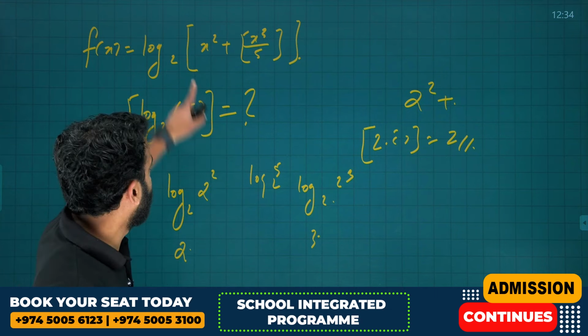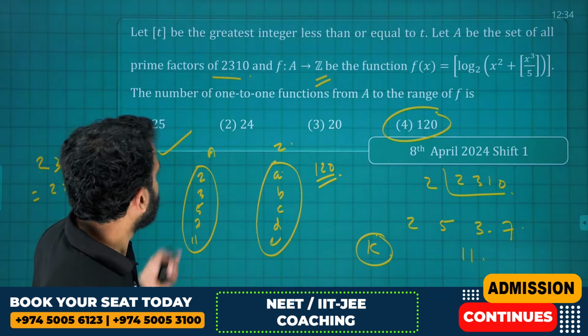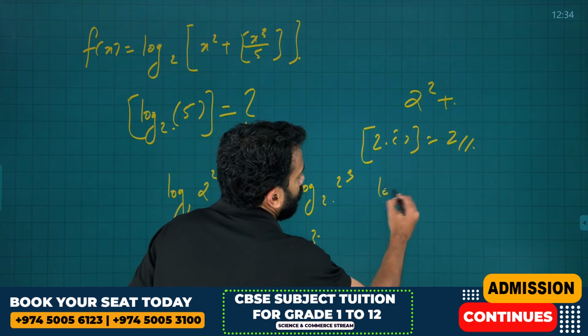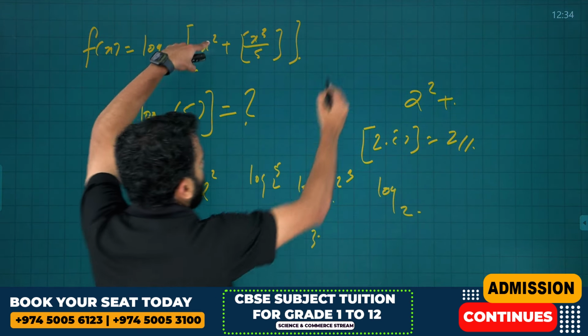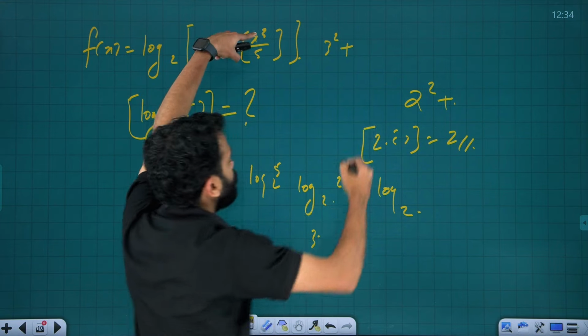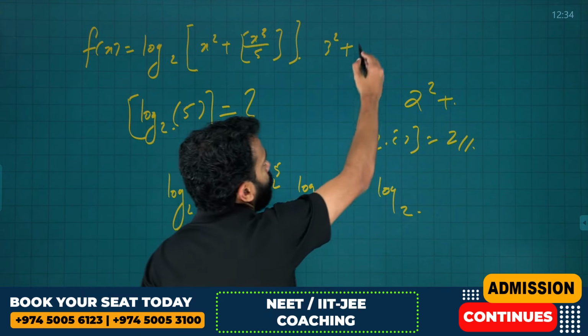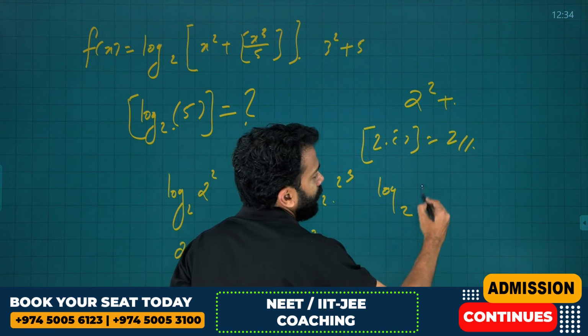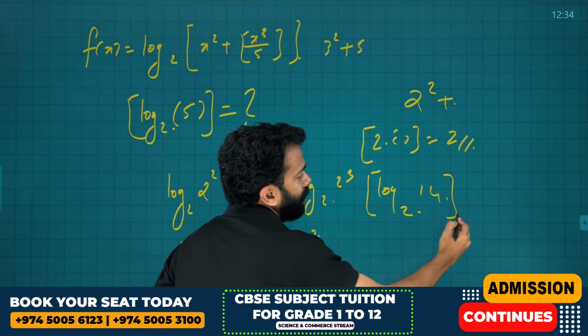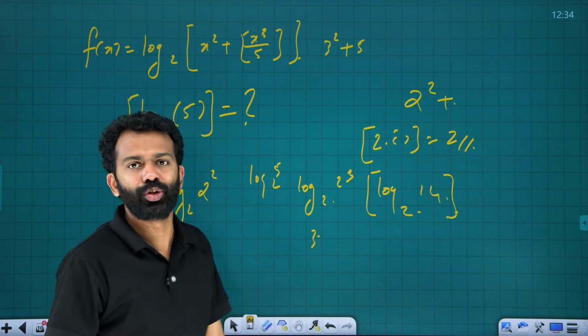Let's go for another one. The next value of x was 3, right? Then x squared plus x cubed divided by 3 becomes 27 by 5, which is 5 point something. That is, 3 cubed plus 5, that is 14, right? Okay, so how will you find the value of the floor of log 14 to the base 2?